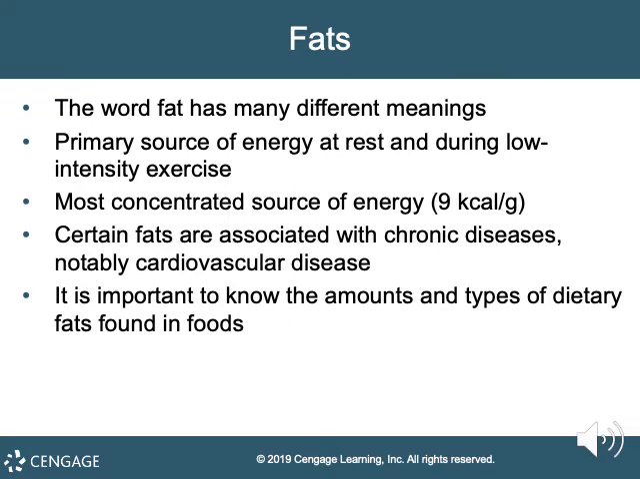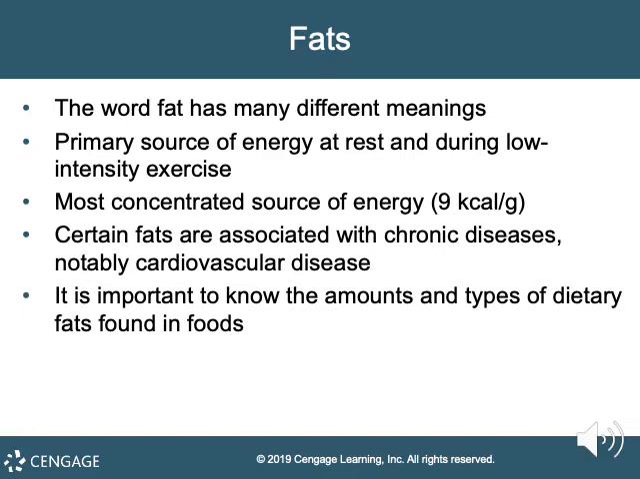Fat is the primary source of energy at rest and during low-intensity exercise, such as endurance exercise. And remember that the better trained you are and the more you exercise, the more efficient you become at using fat for fuel during both rest and during activity. Fat's the most concentrated source of energy at 9 kilocalories per gram versus 4 kilocalories per gram for protein and carbohydrate.